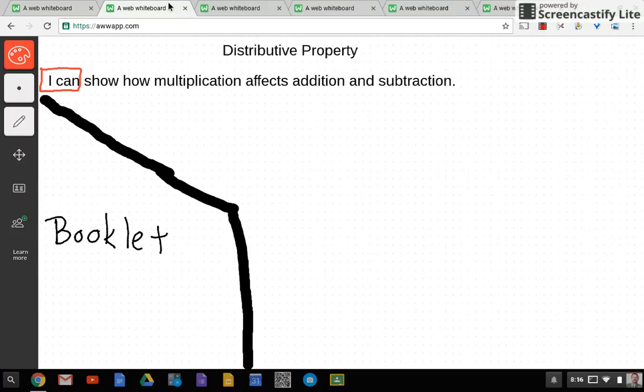Now there's some other notes that go along with the booklet. I'm not going to put them on the video. I have great pictures of those that are going to be accompanying this lesson. So look at those pictures to get the rest of the notes.